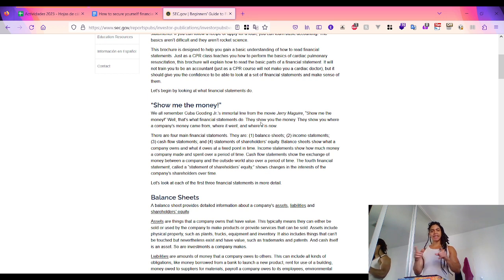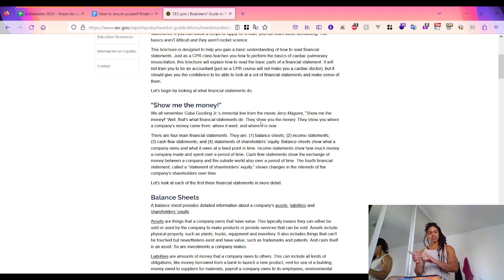So the TLDR from the balance sheet is that it shows a snapshot of the company's assets, liabilities, and shareholders' equity at the end of a reporting period. It might be quarterly or annually, right? Most of the time you find it in those two formats.